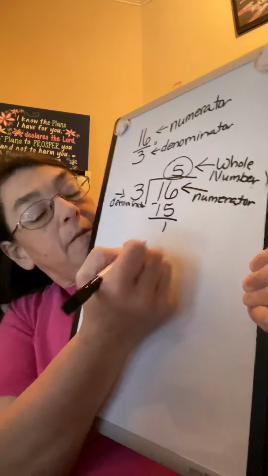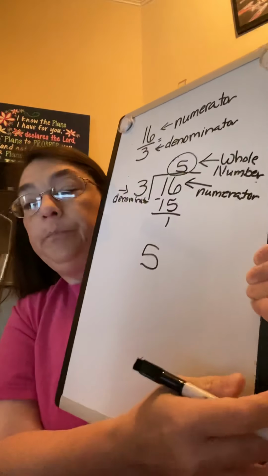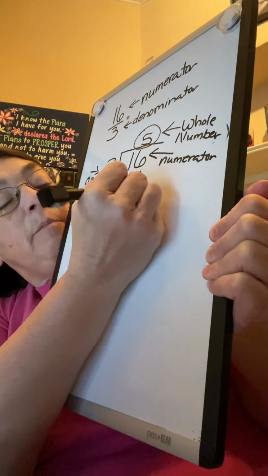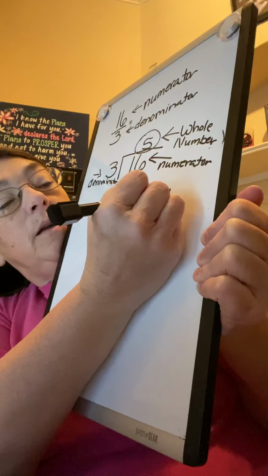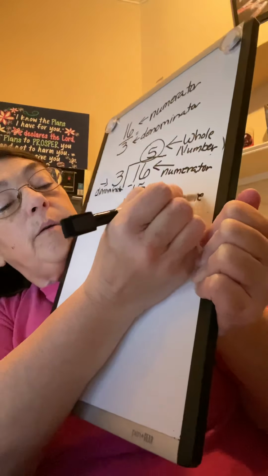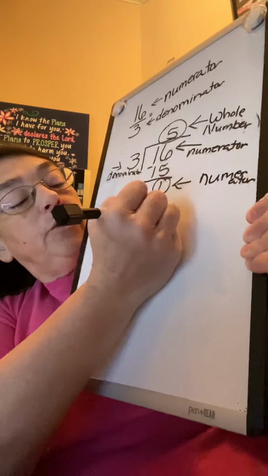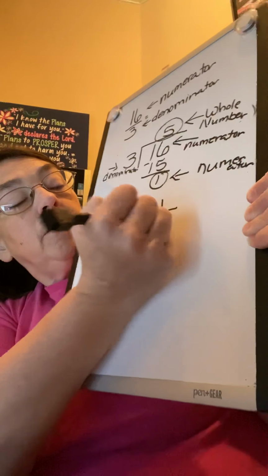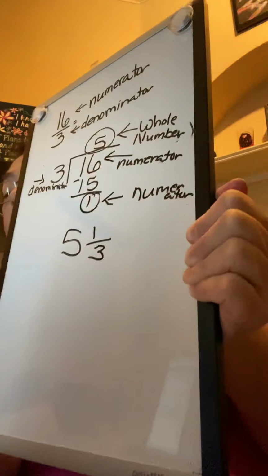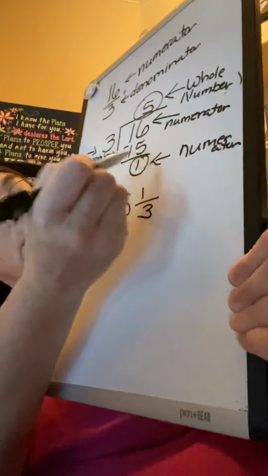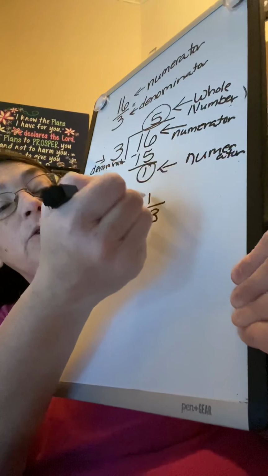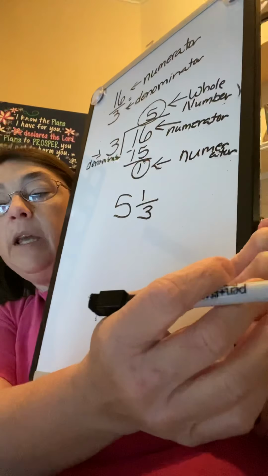This becomes my whole number. So my 5 becomes my whole number. Now, what I have, my remainder, becomes my numerator. So 1 becomes my numerator. And then I keep the denominator I had. So basically it's just dividing and knowing what you're going to use. So your answer would be your whole number. Your remainder is your new numerator, and your denominator stays the same.